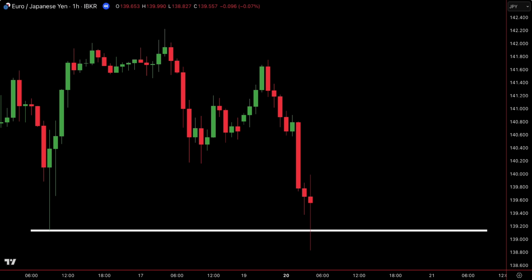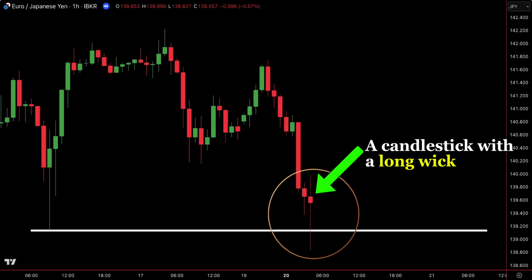Let's talk about one of the most deceptive tools smart money uses: candles with big wicks. These aren't just random price movements. They're calculated traps. Big wicks show that price moved aggressively in one direction, but couldn't hold. That long wick is a clear sign of rejection. It tells you the market didn't accept that price. And that's not by accident.